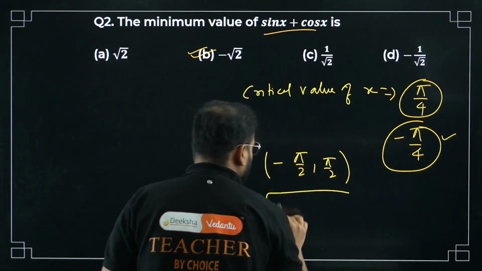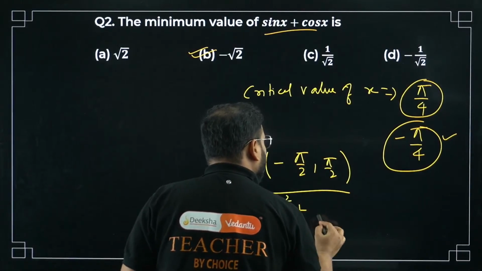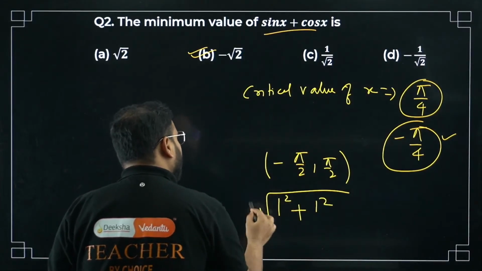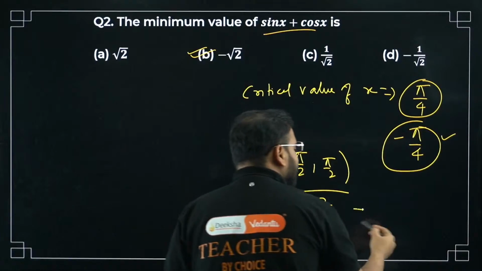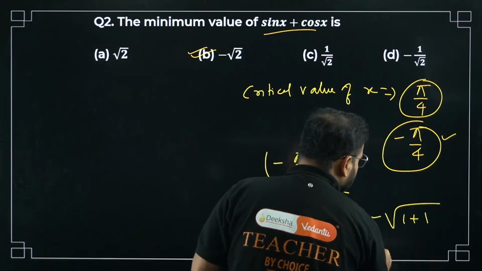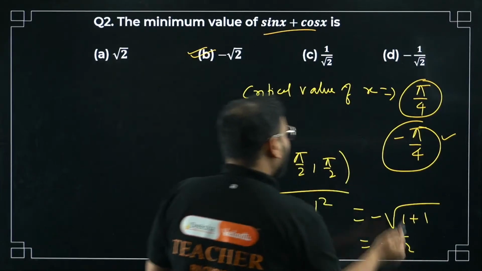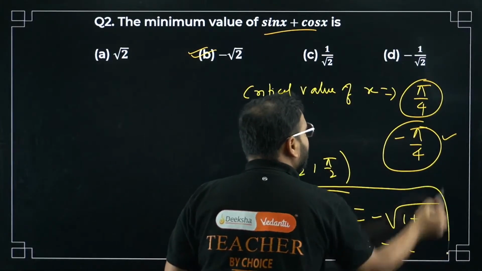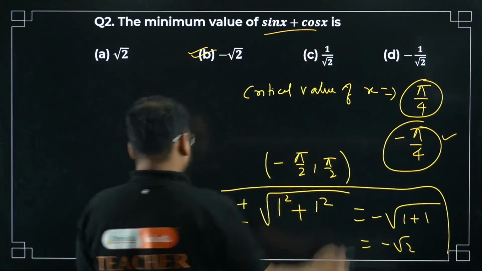The maximum value of this is going to be 1. This is going to be 1 square, and since the root is there, we have both plus and minus. We are looking for the negative value, so it will become minus 1 plus 1, giving me the answer as minus root 2. One approach is this, the other approach is simply put this value over here.